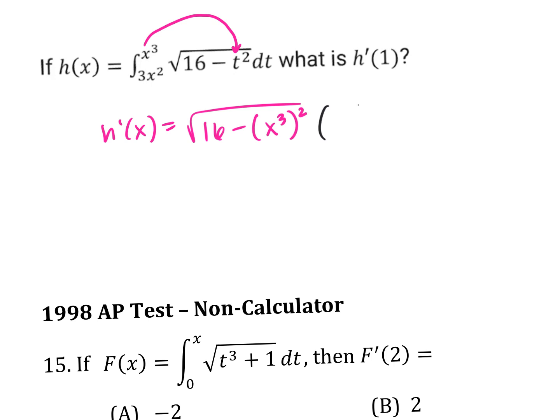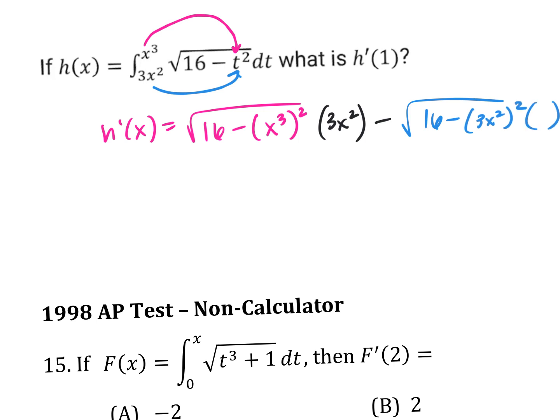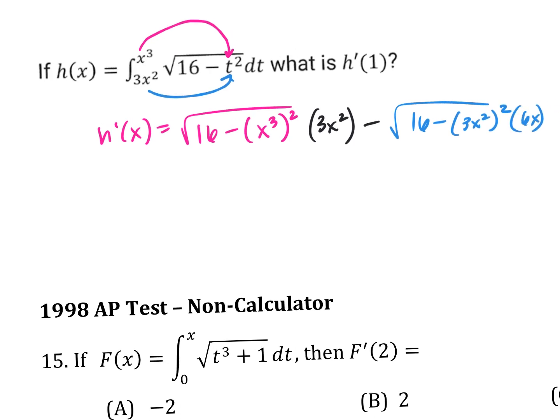Do we have to multiply that by something? Beautiful, you guys. Minus, sorry, that 3x squared was the derivative of my upper bound. Then we got root 16 minus x cubed, well done, times the derivative of that, which is 3x squared. You guys, I wouldn't simplify. I'm just going to go plug in a 1. We found h prime of x.